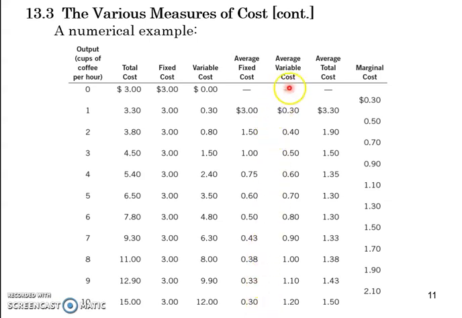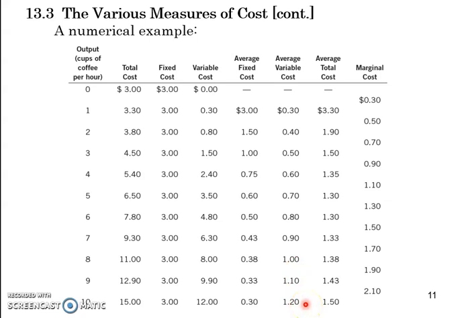All right, and this is the so-called spreading effect. It says the fixed cost can be spread among these units of output. Now, when we look at the average variable cost, we find that it starts with 30 cents per cup of coffee, and it continues to go up all the way to $1.20.